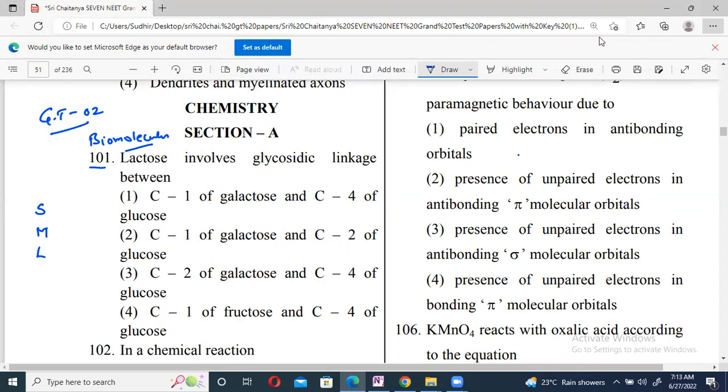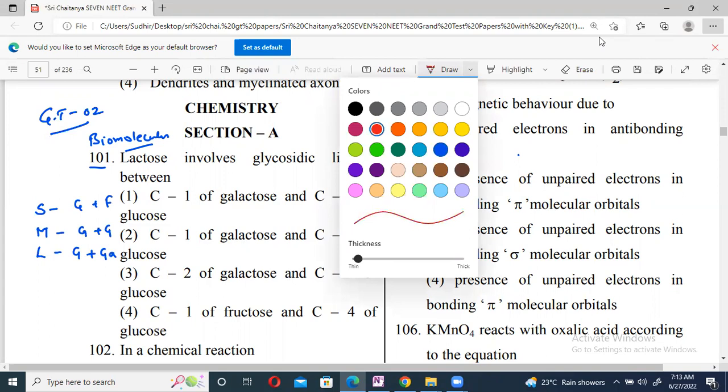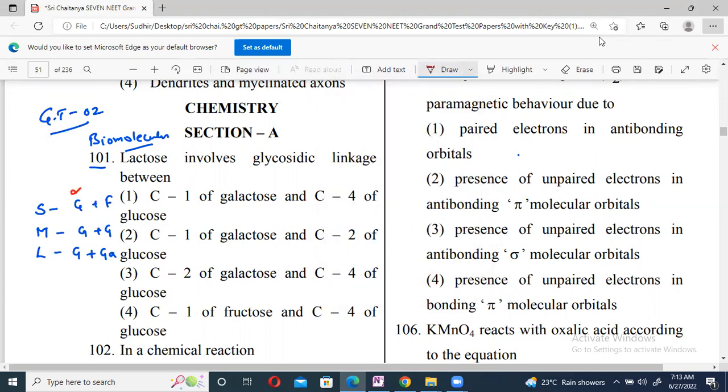Sucrose, maltose, lactose. Sucrose is made up of glucose and fructose. Maltose is made up of two glucose units. Lactose is made up of glucose plus galactose. I'll show you better here. This glucose is an alpha unit, fructose is beta. This is an alpha glucose, and this is a beta glucose and beta galactose, right?